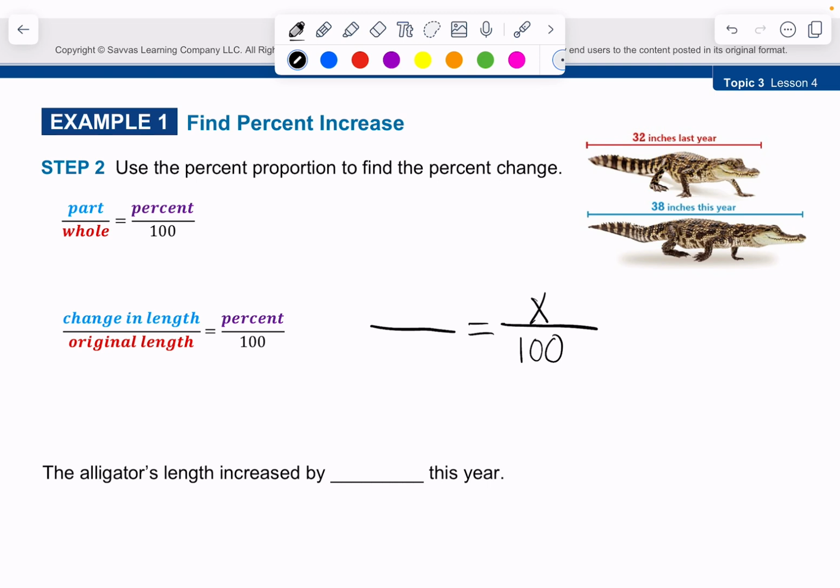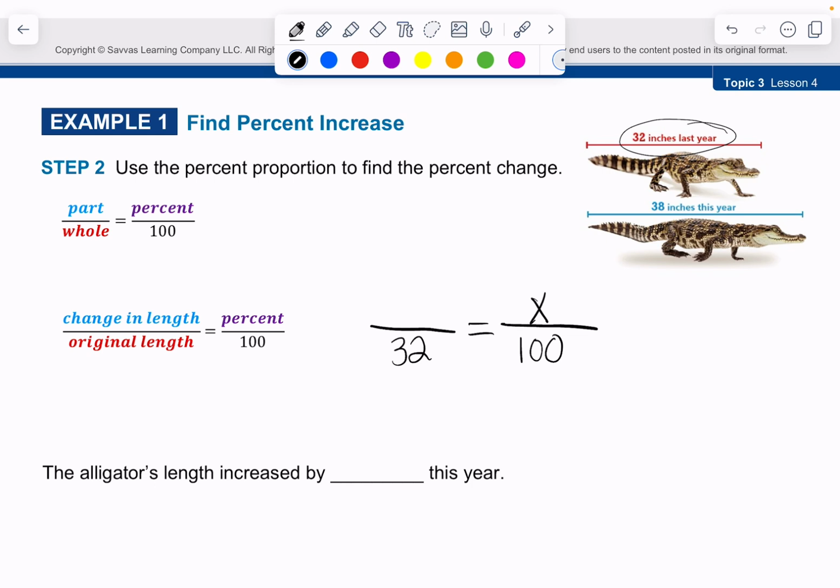These percent of change problems are normally going to reference time, like comparing last week to this week, or 2019 to 2020, or last year to this year. Whichever number happens first is your original number. In this example, the 32 inches was last year, so 32 is our original number. It's not always the smaller number or the larger number; it's whichever number happened first.